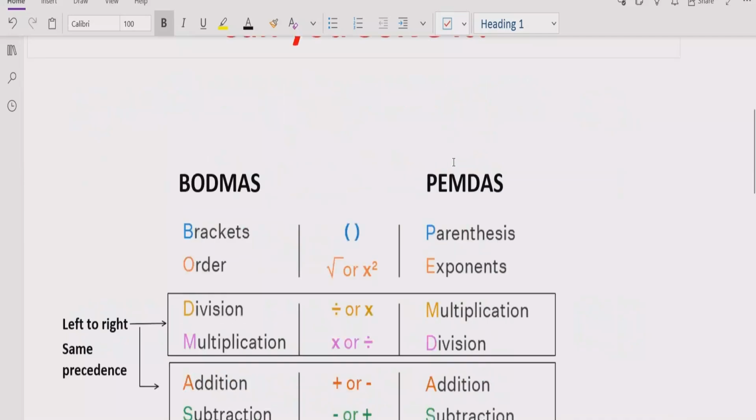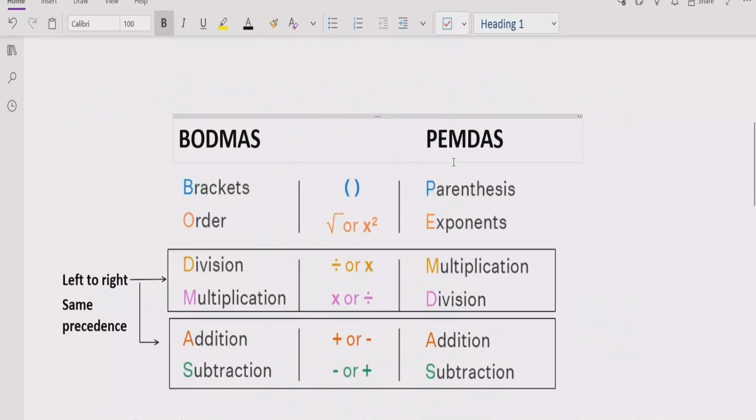Now just recall what are the rules which we can apply to solve the given expression. As you can see on the screen, we have two rules here, BODMAS and PEMDAS. B is for bracket and P is for parenthesis. It means that if your expression contains any bracket or parenthesis, you have to solve that part first in your expression. After that, you have to see the exponent or power of any number. If your expression contains any power on any number, you have to solve that after the bracket. Step number 3 is you have to solve division and multiplication.